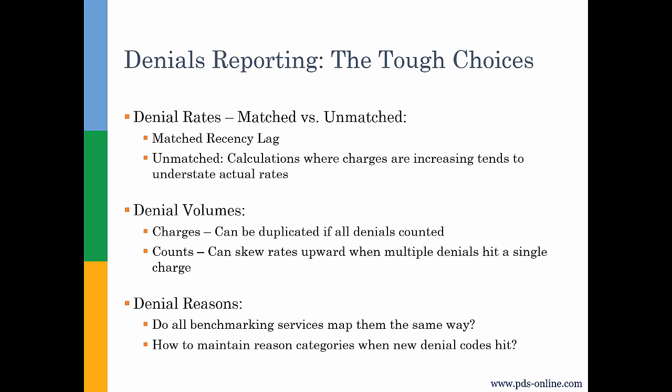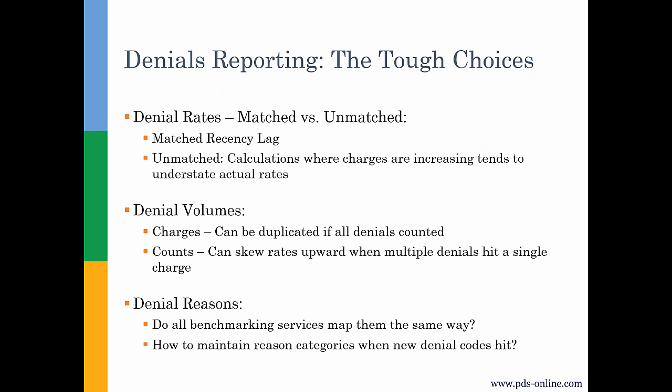A lot of people want to look at denial rates and try to understand, let's look at it matched or look at it unmatched. The issue you have when you're trying to look at denial rates matched, meaning these are the invoices that were created in the month of March, and here are the denials that came across, what's our denial rate? Those are great, and it gives you a very good look at it. But the problem that you have is a recency lag, where in the most recent months that you're looking, you have very low rates because a lot of the denials haven't been posted yet.